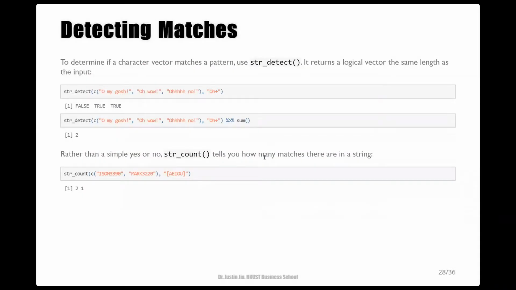To determine if a character vector matches a pattern, we can use str_detect. It returns a logical vector the same length as the input. And we can further pipe this logical vector forward into the sum function to determine the number of matches in this vector. And rather than a simple yes or no, we can use str_count to figure out how many matches there are in a string. And it vectorizes and tells us the number of matches in individual strings.